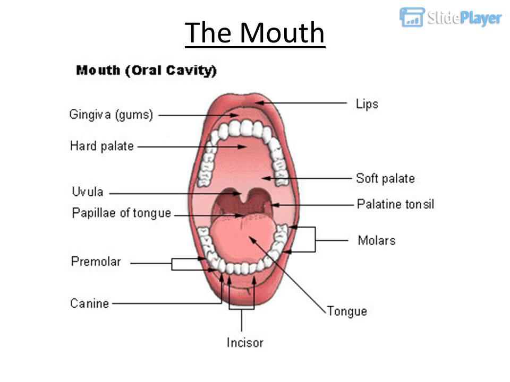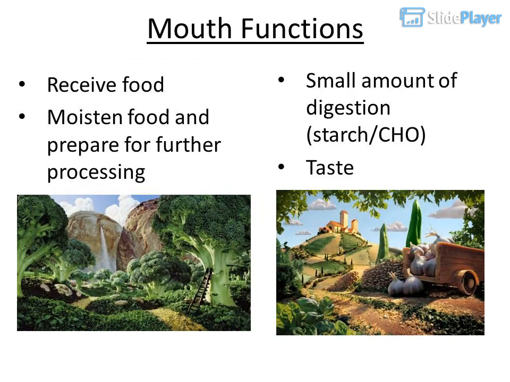The mouth. Mouth functions: small amount of digestion, start of CHO digestion, receive food. Taste. Moisten food and prepare it for further processing.